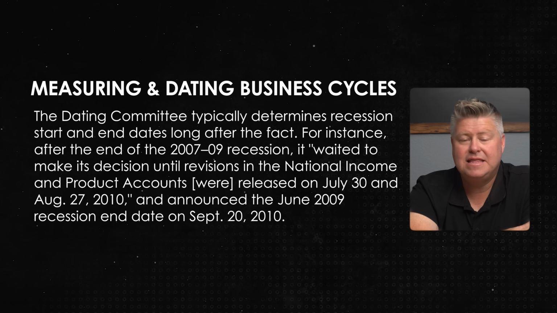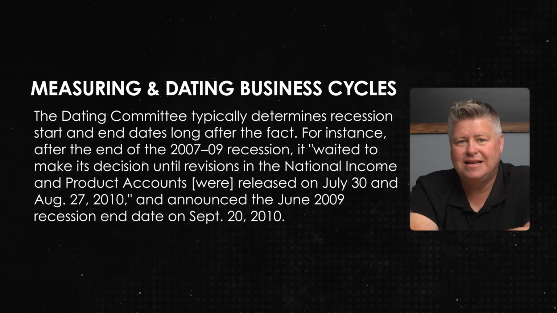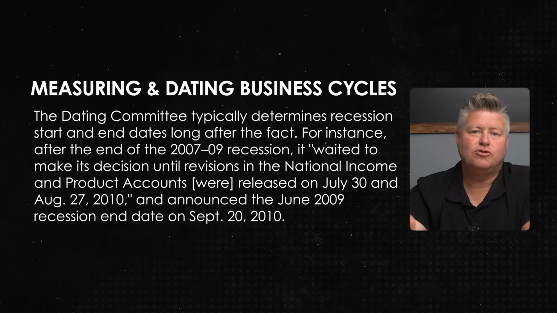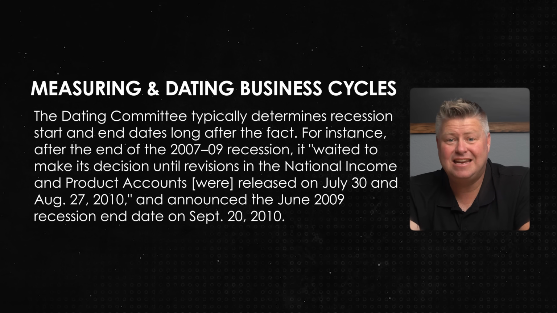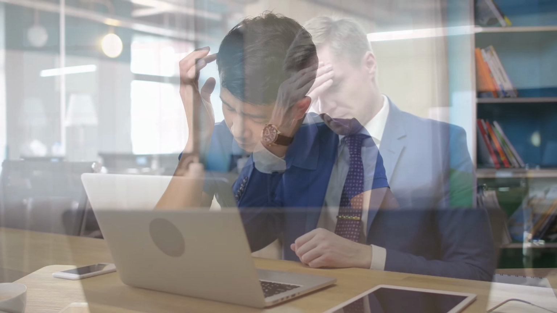For instance, for the end of the 2007 to 2009 recession, it waited to make its decision until revisions in the national income and product accounts were released on July 30th and August 27th of 2010. So here you are, over halfway through 2010, and they say, okay, the recession ended over a year ago. How do you like that? So you can see the frustration in a lot of people's eyes or minds when they don't have accurate, up-to-date information.